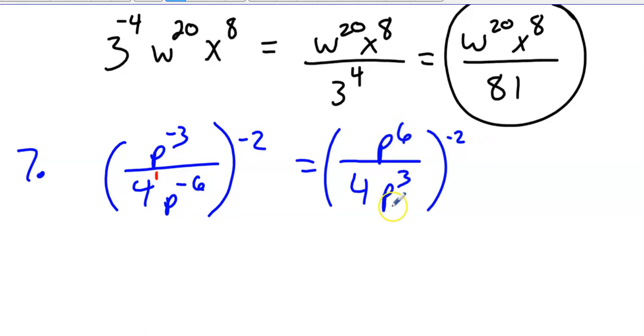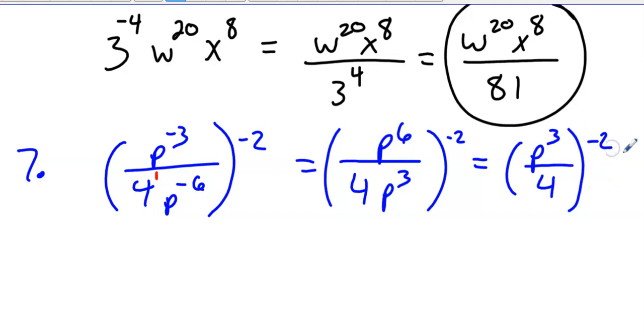Now you can actually subtract these two. You've got p to the 6th and p to the 3rd. You can subtract these two numbers and make it p to the 3rd, but since the p to the 6th is on top, it's going to leave you p to the 3rd on the top. 4 is on the bottom, and then we've got our negative 2. And again, technically that 4 is still to the first power. So don't forget about it. It's easy to forget about it sometimes.